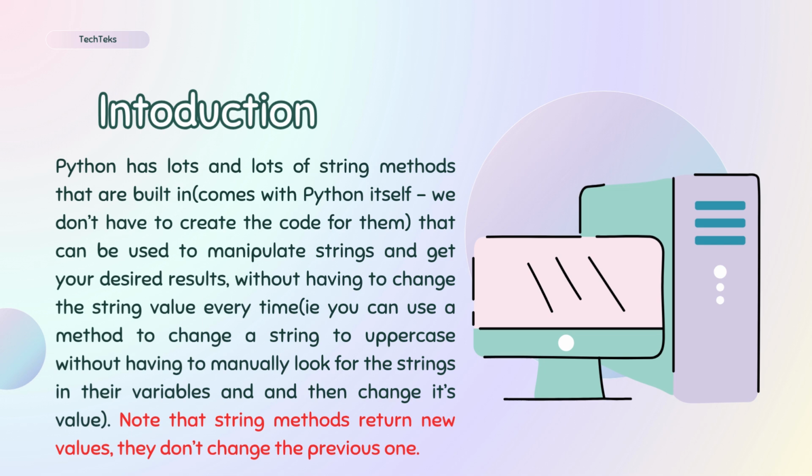That means that you can use a method to change a string to uppercase without having to manually look for the string in your variables and then change its value. So that makes it a lot easier. Now, note that string methods return new values. They don't change the previous ones.